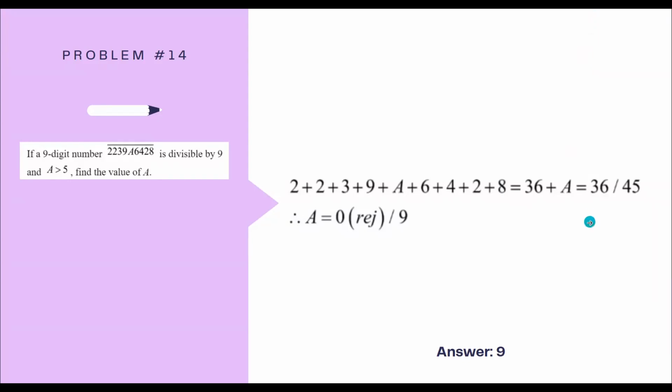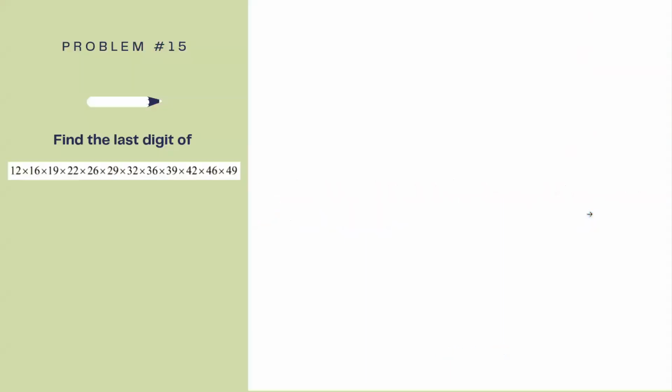Okay. So now let's proceed to problem number 15. So we're halfway done. Find the last digit of this term. We have 12 times 16 times 19 times 22 and so on and so forth up until 49. So we're looking only for the last digit. We're not looking for the overall product.